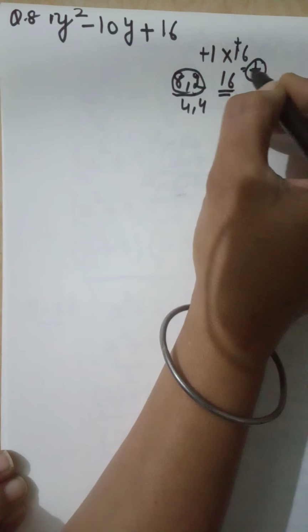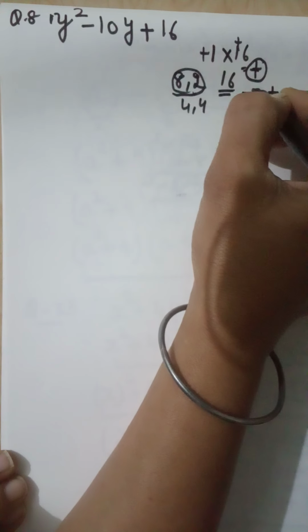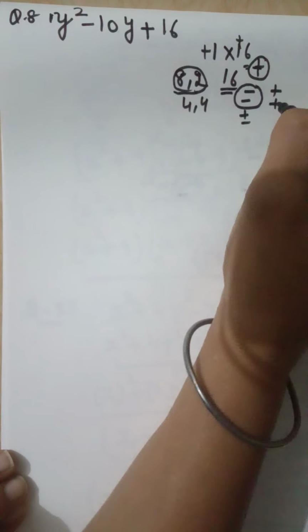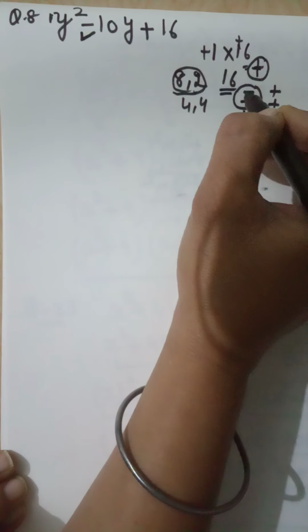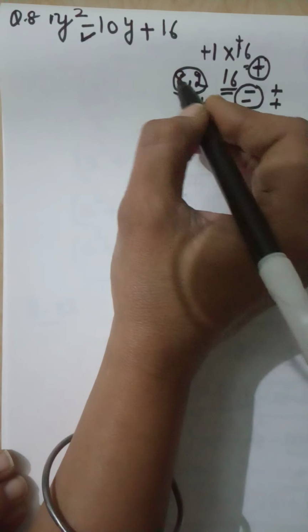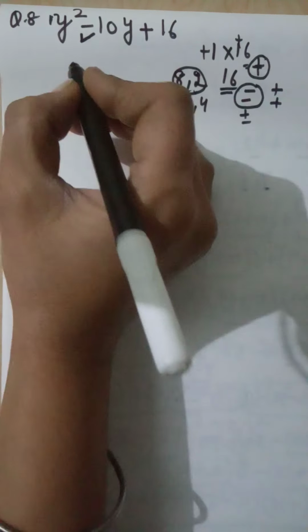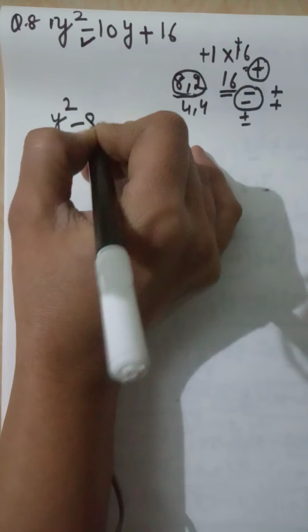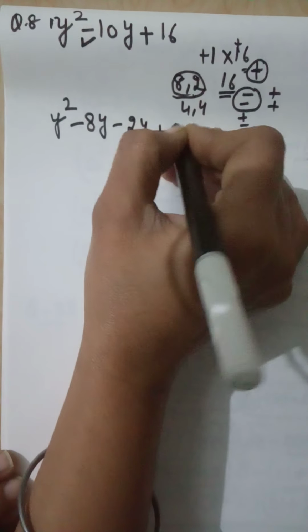It means we have to take both the signs as same, because if you multiply the same sign then the answer will be positive. Clear? So here the middle term is negative, so we will take both the signs negative. So we have taken the terms 8 and 2, the sign should be negative. So we write here y square minus 8y minus 2y plus 16.